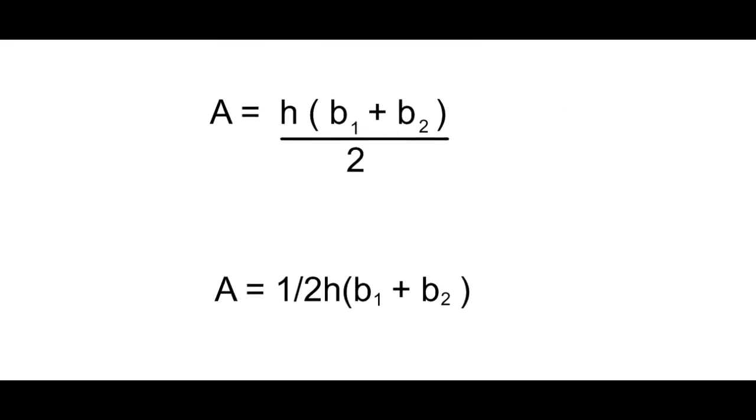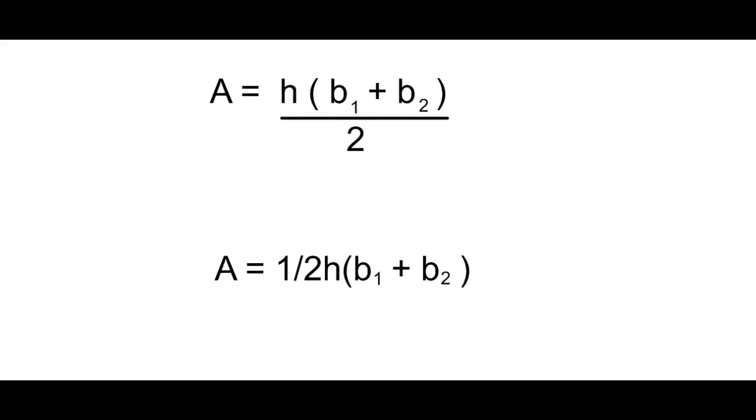I would like for you to pause the video and try this one. This is written two ways. You can either write it one half h, height, times b1 plus b2, or you can write it height times b1 plus b2 divided by 2. It's the same thing. I don't care which one you use, but take one of those and let's solve for b1. So pause the video and do that.